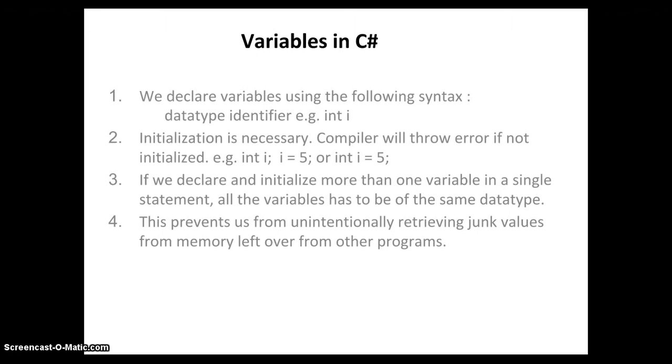Now the syntax of a variable is the data type and the identifier, like what kind of data it is going to store and the name of that variable. For example, int i. And the initialization of a variable in C# is very much necessary. If you do not initialize it, the compiler is going to throw an error. So I'm going to show you that.